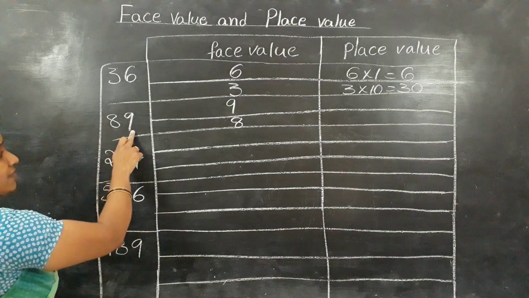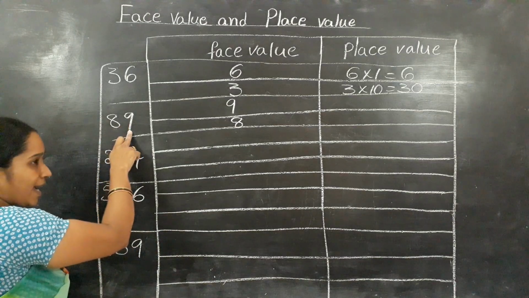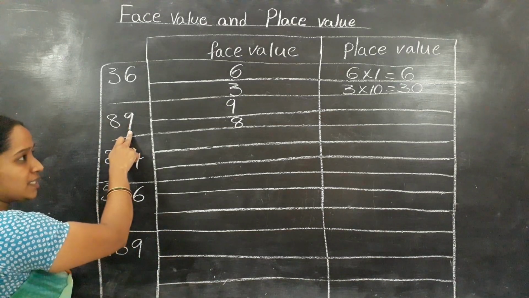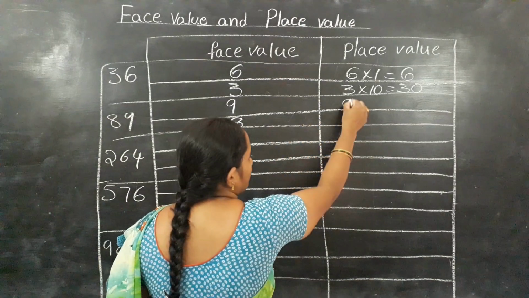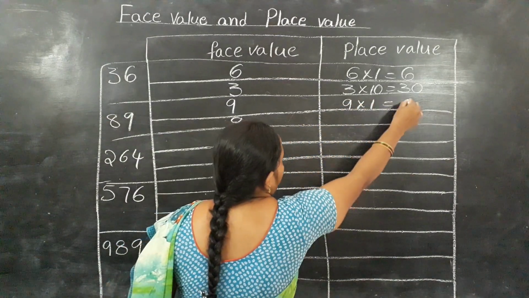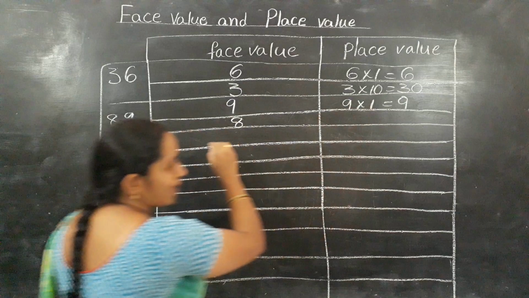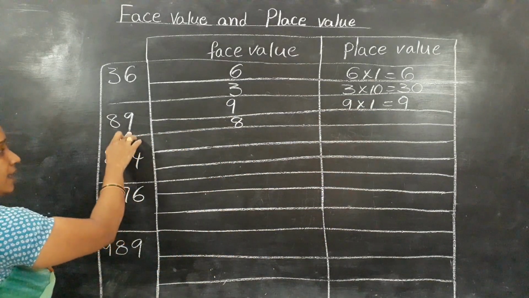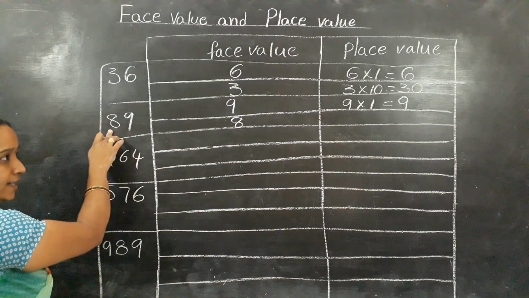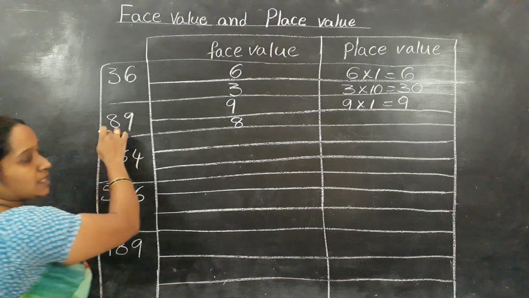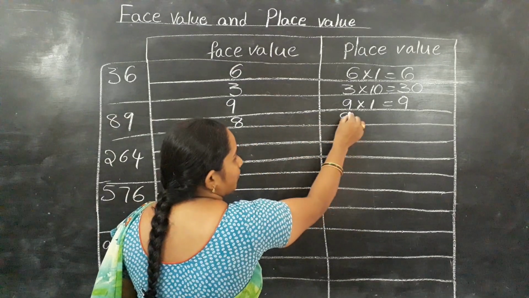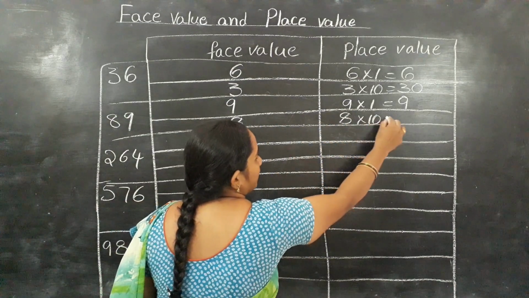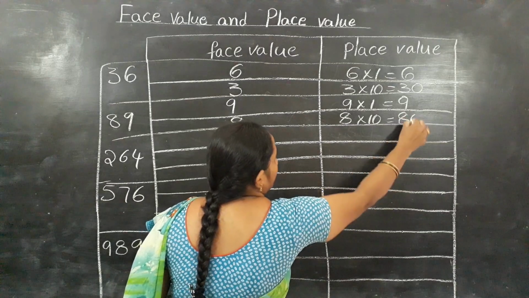Now tell me the place value. Where is the 9? It is in 1's place. So 9 into 1, 9. The place value of 9 is 9. What is the place value of 8? It is in 10's place. So the place value of 8 is 8 into 10, 80.